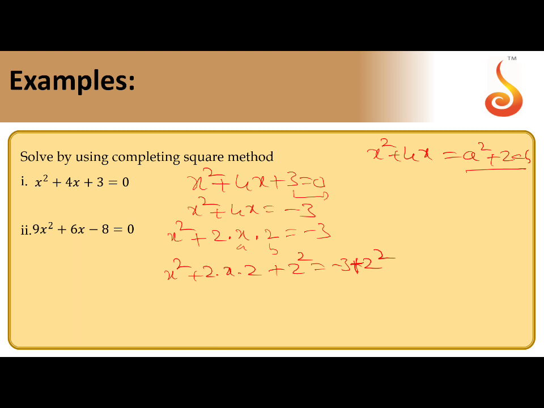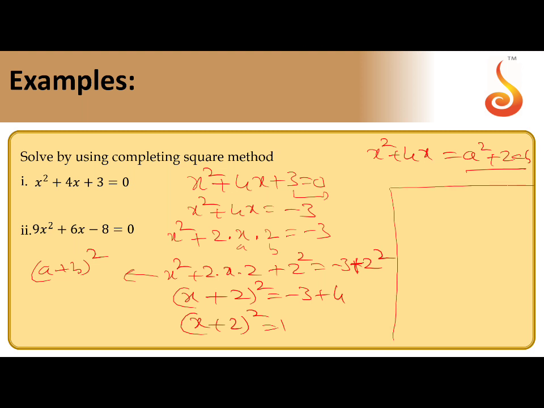Now observe the left side. The left side is in the form of a square plus 2ab plus b square, which is nothing but a plus b whole square. Here a is x, b is 2. So x plus 2 whole square equal to minus 3 plus 4, so x plus 2 whole square equal to 1. Now we are going to solve the equation. Taking the square root on both sides, x plus 2 equal to plus or minus root 1, so x plus 2 equal to plus or minus 1.